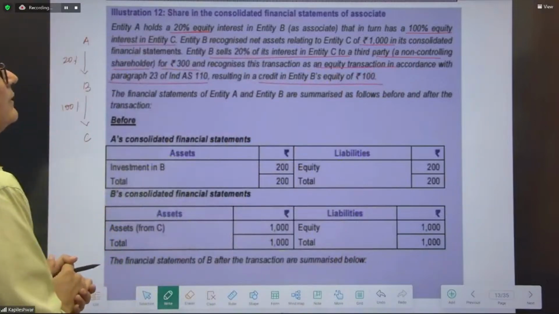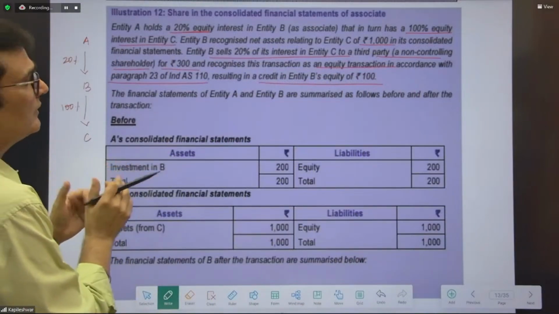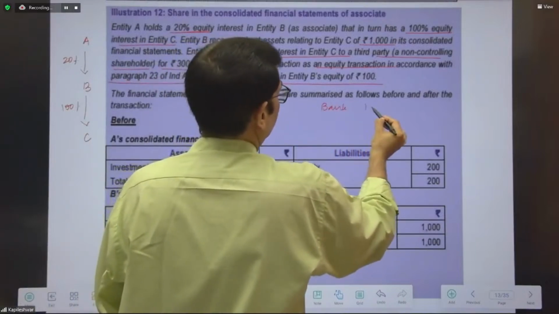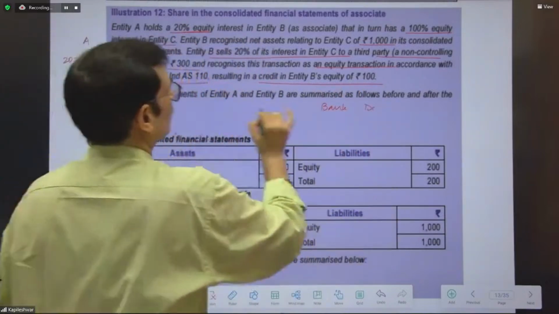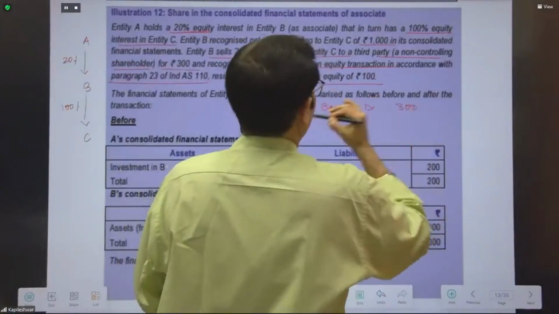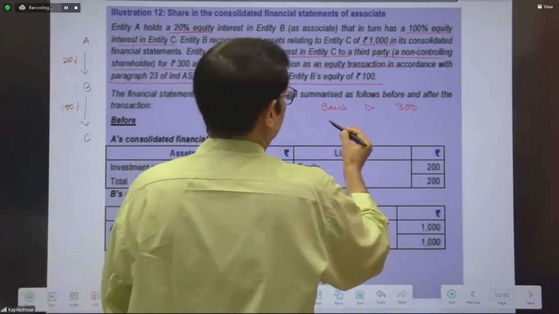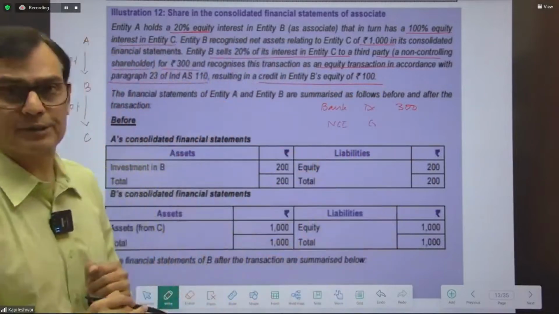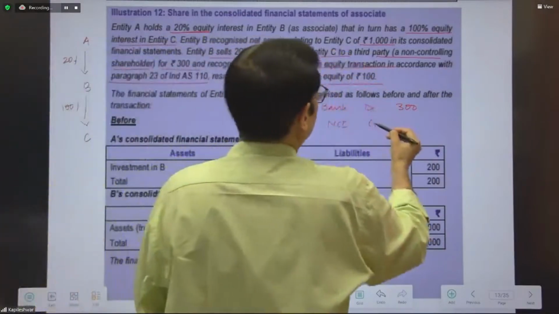Now, given that in this particular case it sold the investment, the entry he might have done is bank gets a debit. The investment was sold for 300. And then it says that the credit of the NCI is equal to the share in the net assets. So we can say the net assets is 1000.